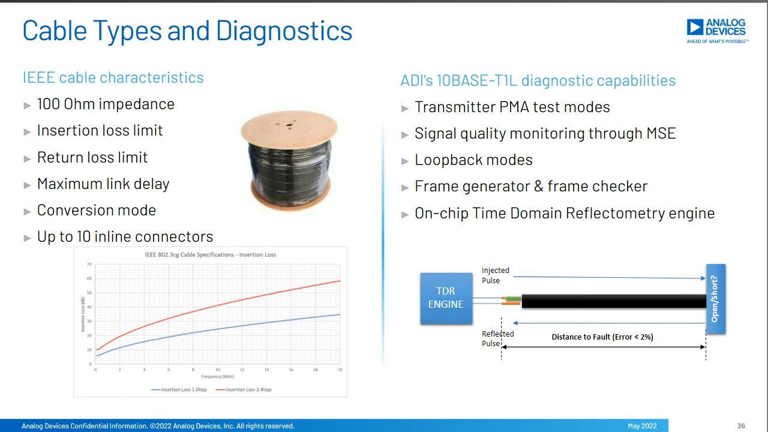or short. And so Analog Devices products offer a set of diagnostics tools and make the job of debugging those issues easier. These that we offer are the signal quality monitoring, loopback modes, frame generator and frame checker, and quite importantly, a time domain reflectometry engine that allows highly accurate open and short fault detection with a distance to fault better than 2% of error. So if a fault occurs, we can run our time domain reflectometry engine and find where exactly it occurs within 2% of accuracy.